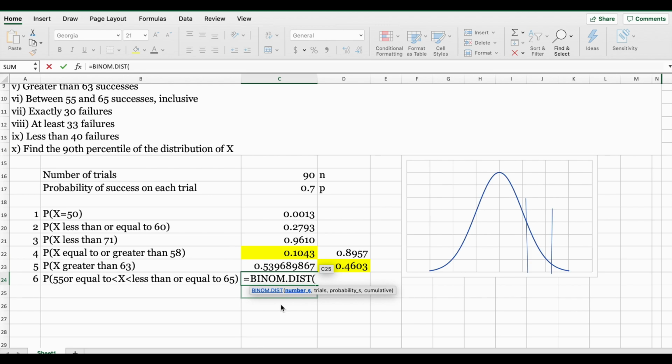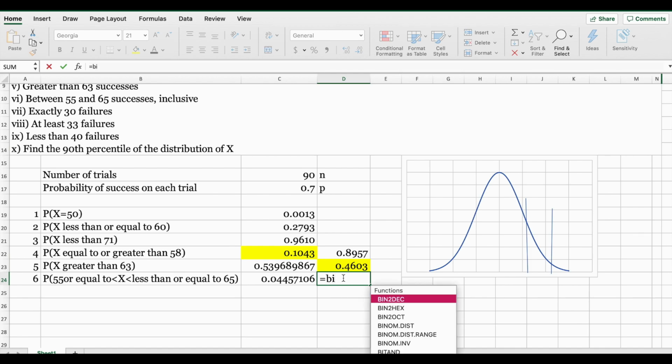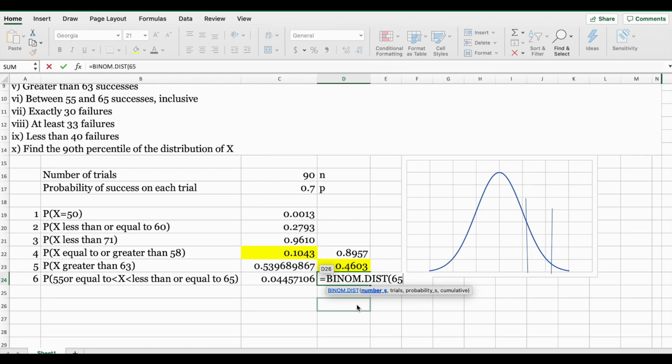First, we're going to find for x when it's 55. Number of trials, 90. Probability of success, 0.7. And this is again cumulative, so the true statement. Now let's find the binom dist function for when x is 65. Trials is 90. Probability of success 0.7, and again cumulative.